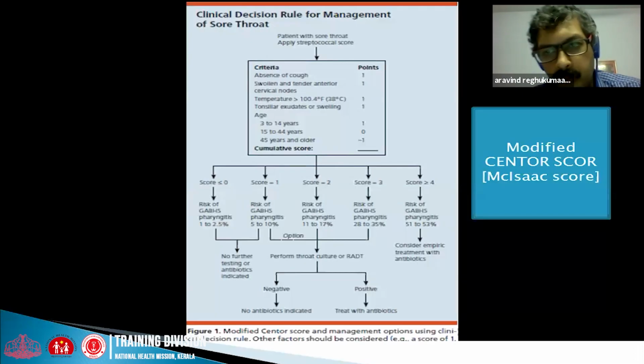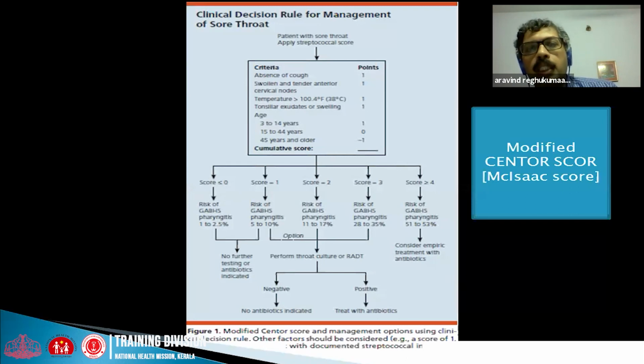For that, a scoring system is there. Initially, it used to be termed the Centor score, and then there was an addition. That is, the age criteria was also brought in, and then it became the modified Centor score or the McIsaac score. So the basic aim is that we need to identify streptococcal pharyngitis. The majority of pharyngitis is viral, but we should not miss streptococcal pharyngitis in a particular age group. So this score will help us in identifying patients who are likely to have streptococcal pharyngitis.